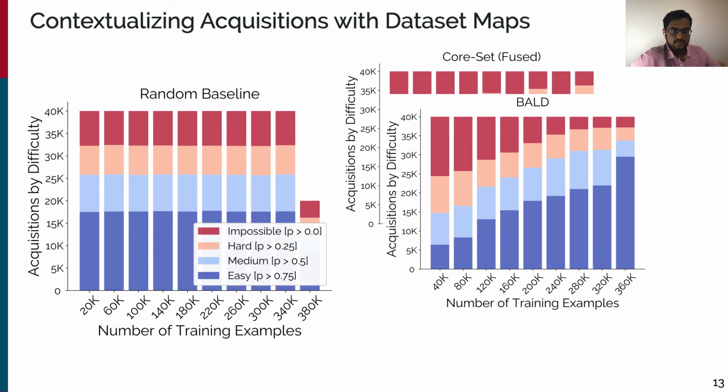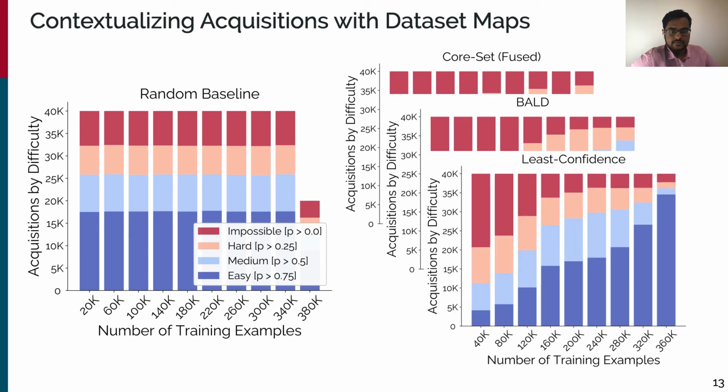BALD, the strategy that performed so well in prior work, is actually even worse. It picks the hardest examples from the jump, then continues to pick them until they've been exhausted from the dataset. And least confidence uncertainty sampling follows a similar trend. In other words, what we saw qualitatively has been confirmed. Active learning is picking these collective outliers, these hard or impossible to learn examples.